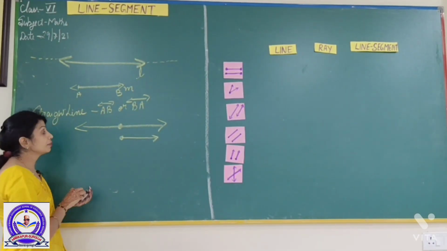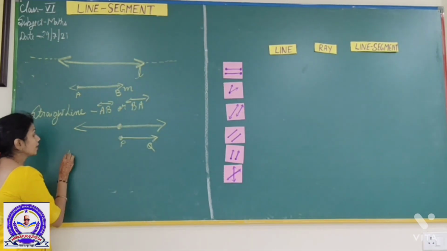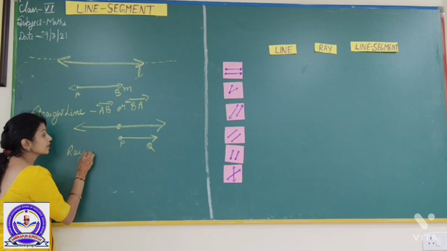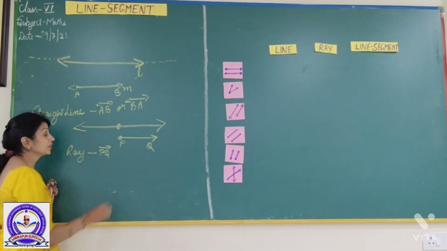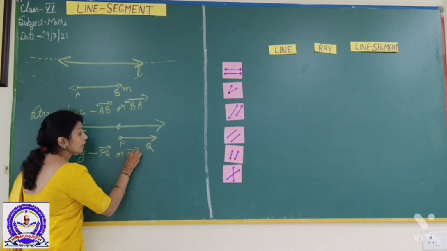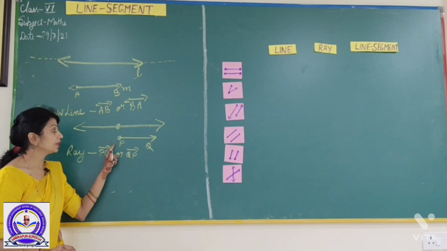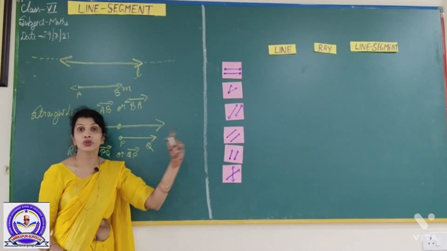And we can name it as P and Q, and by the symbol we represent it as PQ. But we cannot write QP. Why? Because it starts from point P and it goes on increasing endlessly towards Q.